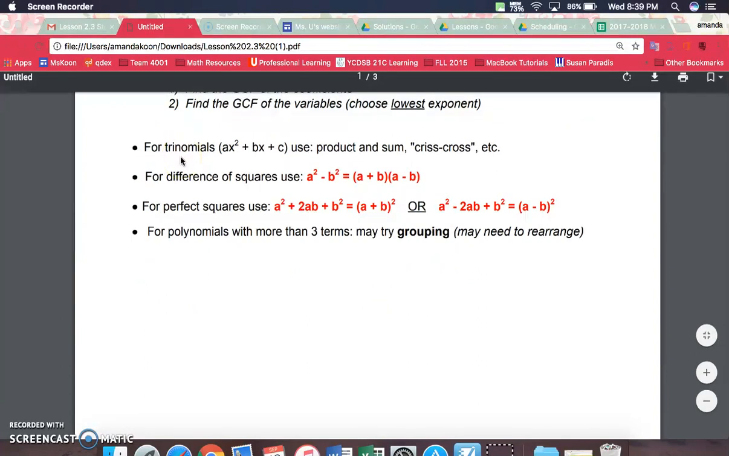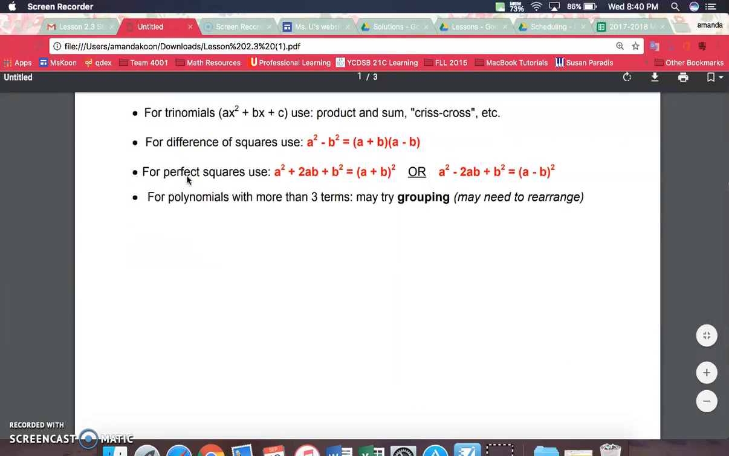For example, do you see a trinomial that can be factored? When you factor trinomials, you will be using product and sum, or some of you may be familiar with a method called crisscross, or the special method that some of your teachers might have taught you in grade 10. Or do you see a difference of squares? A difference of squares looks like a squared minus b squared, and the pattern becomes a plus b times a minus b.